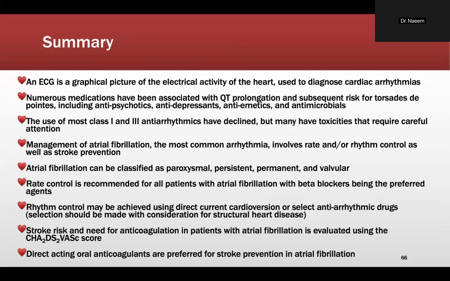Management of AFib, the most common arrhythmia, involves rate and/or rhythm control, as well as stroke prevention. AFib can be classified as paroxysmal, persistent, permanent, and valvular, which we reviewed. Rate control is recommended for all patients with AFib, with beta blockers being the preferred agents. But after that, if those can't be used, then we have our non-dihydropyridine calcium channel blockers. Rhythm control may be achieved using direct current cardioversion or select antiarrhythmic drugs. And then the stroke risk and need for anticoagulants in patients with AFib is evaluated using the CHA2DS2-VASc score. Direct acting oral anticoagulants are preferred for stroke prevention in AFib.